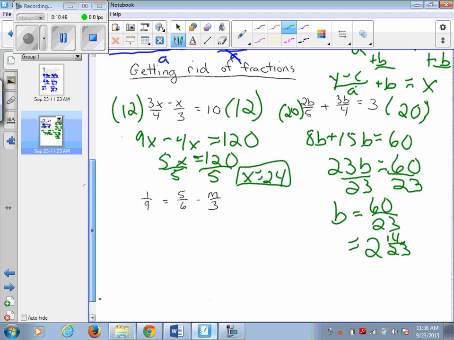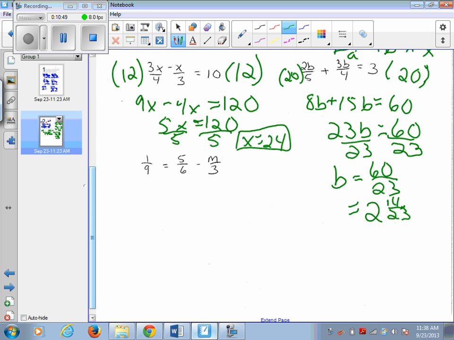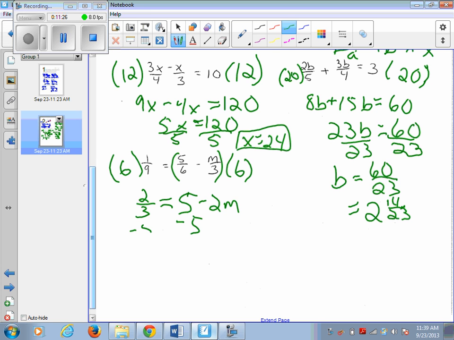All right, our last one. With this one, I'm only going to worry about getting rid of the fractions on this side of the equation. So I'm going to multiply both sides by 6 because I'm not afraid of working with fractions on my left side. But if you didn't want to deal with them, you could multiply both sides by 18. But for now, I'm going to get, let's see, 6 times 1/9 is 6/9, or 2/3, is equal to 5 minus 2m. So we're going to subtract 5 from both sides.